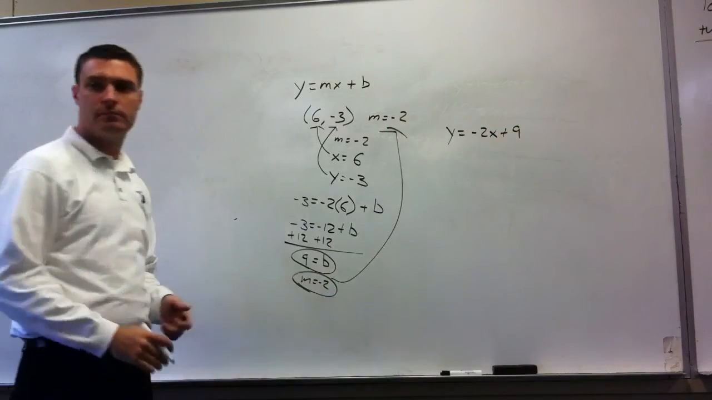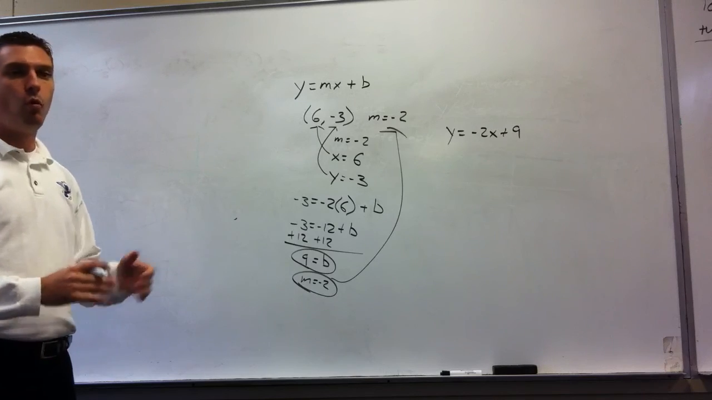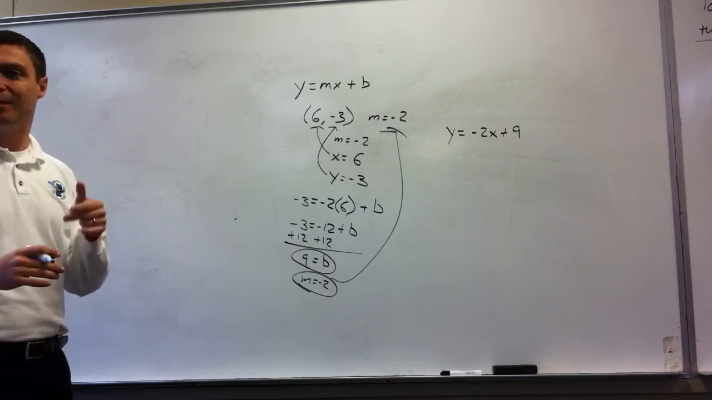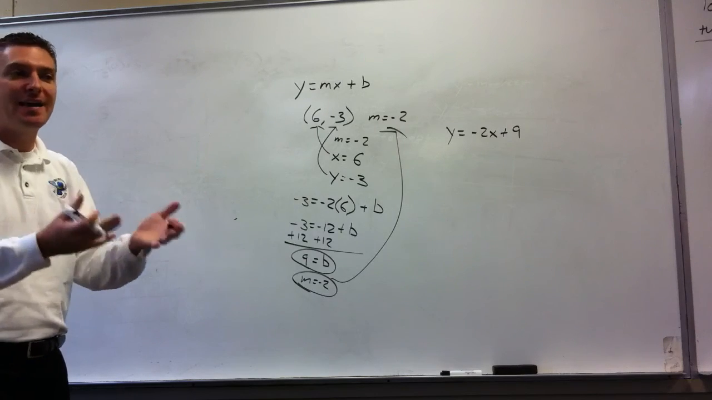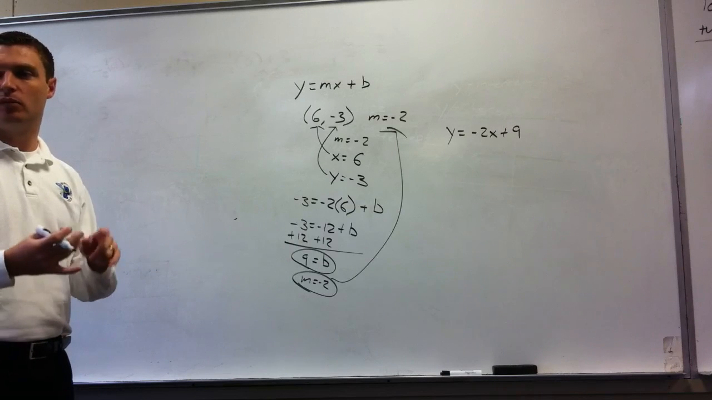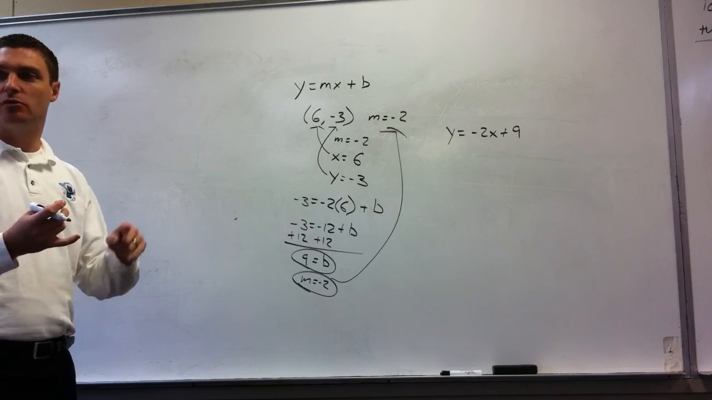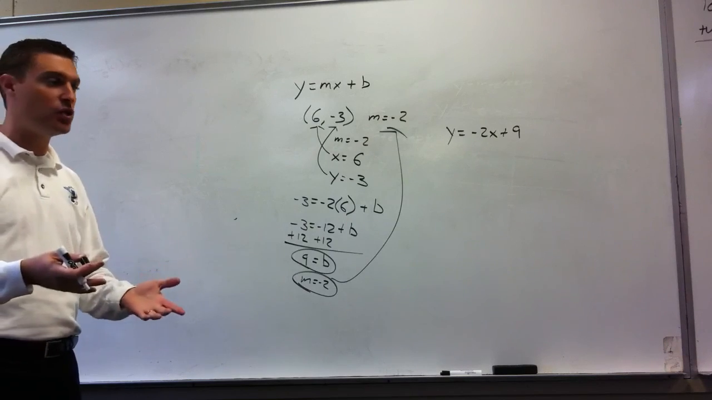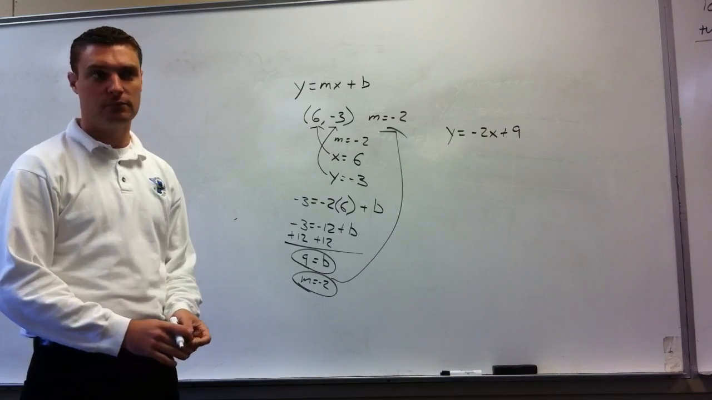Bingo. There it is. So, when are we going to use this process? When they give me what? What information did they hand to me to work with? The slope and X and Y, a point. Okay, so when they give me the slope and a point and ask me to write an equation, this is the process I'm going to go through. Okay? Long process. Any questions?